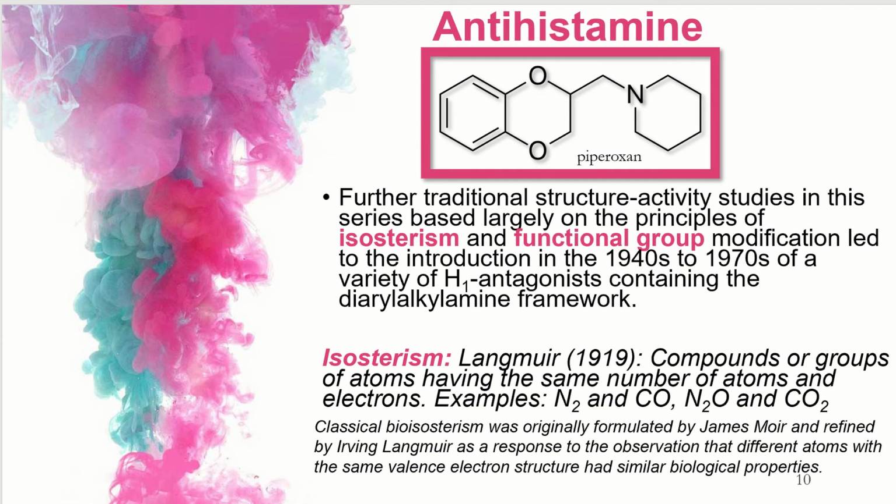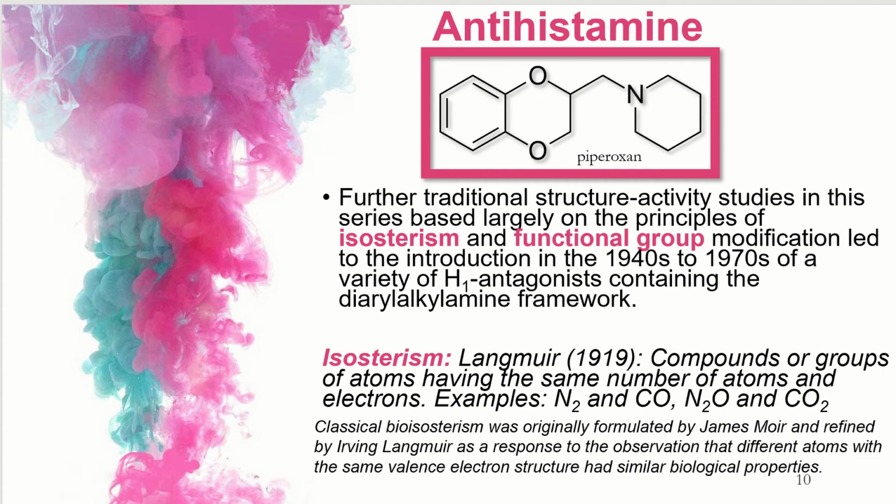You may be less familiar with isosterism, right? And it was a term coined by Langmuir in 1919, which means compounds or groups of atoms having the same number of atoms and electrons. So for example, we have 2 pairs of compounds there with the same number, and you can do the calculations yourself.